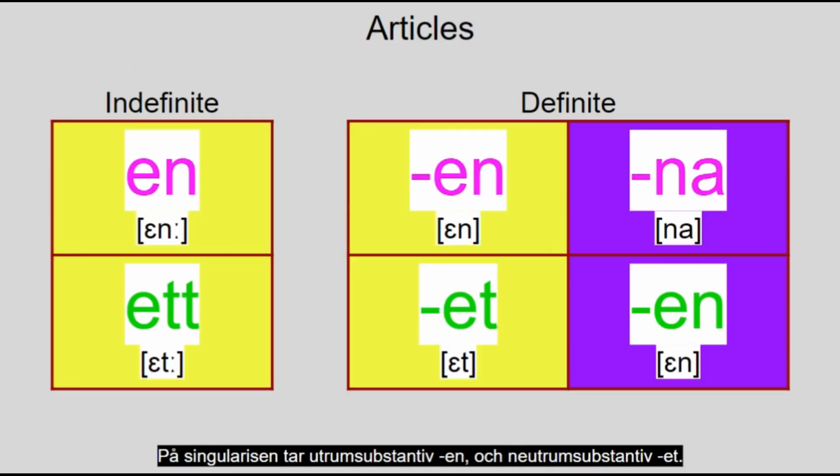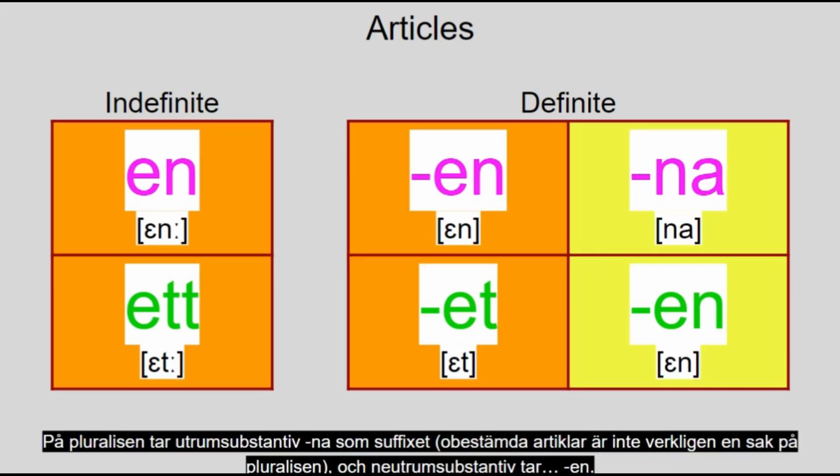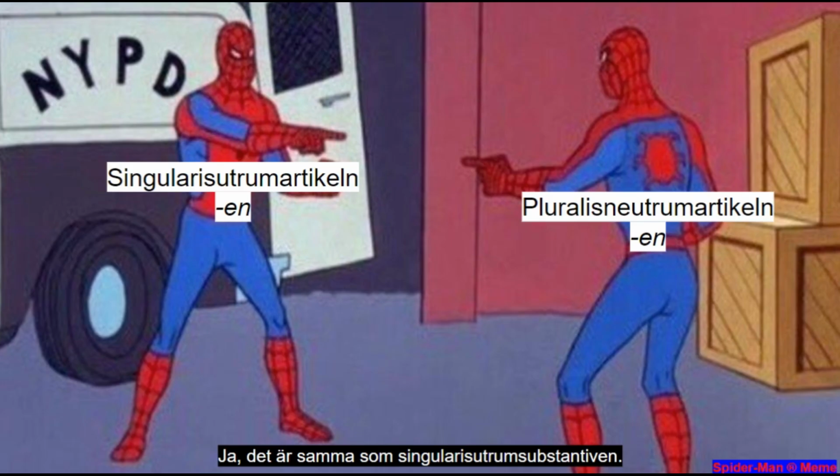In the singular, the common nouns take -en and the neuter nouns take -et. In the plural, the already pluralized common nouns take -na as the suffix, indefinite articles aren't really a thing in the plural, and the neuter nouns take -n. Yeah, it's the same as the singular common nouns.